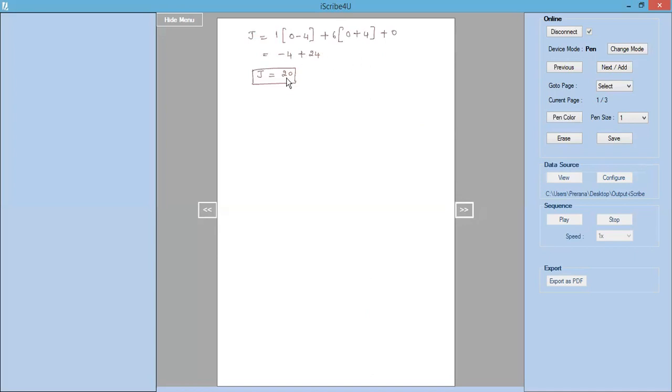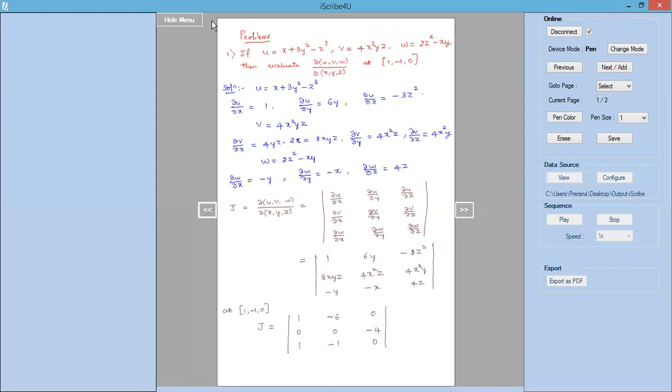So that is how we have evaluated the Jacobian. If we simply know the partial differentiation concept and the Jacobian formula is memorized, this is how we find the Jacobian at the given point.